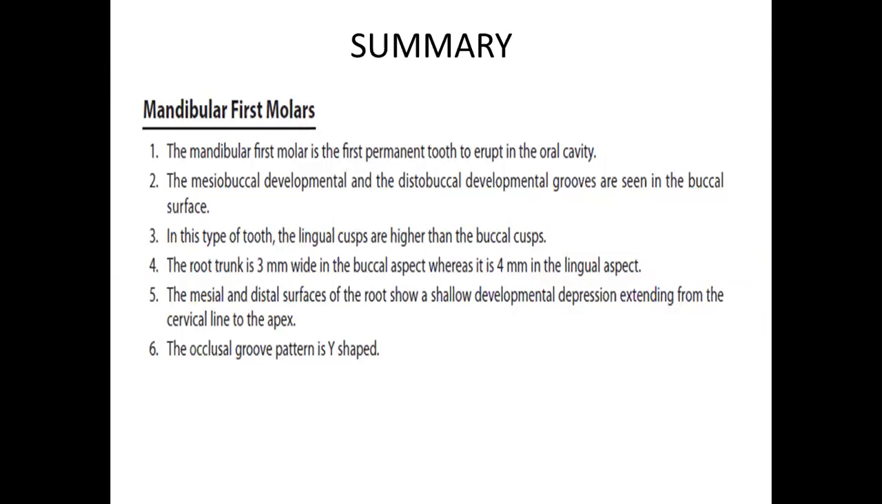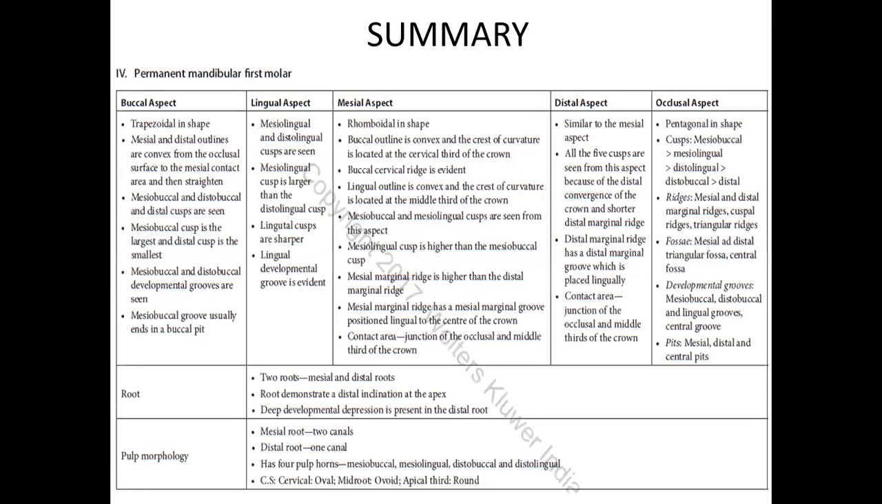To summarize, the mandibular first molar is the first permanent tooth to erupt in the oral cavity. When you see the mandibular teeth, they are slightly lingually inclined. They are wider mesodistally in comparison to the maxillary teeth. The lingual cusps are higher in comparison to the buccal cusp. Root trunk is less in comparison to maxillary teeth. Also, when you see the anatomy, they have 5 cusps, they have 4 developmental grooves, they have 3 fossa, they have 3 pits in the occlusal anatomy. This is summary of all the aspects.